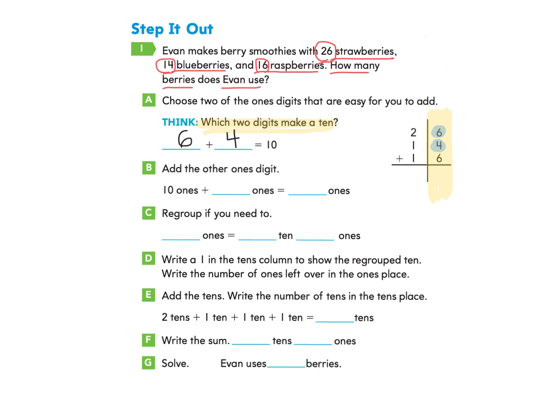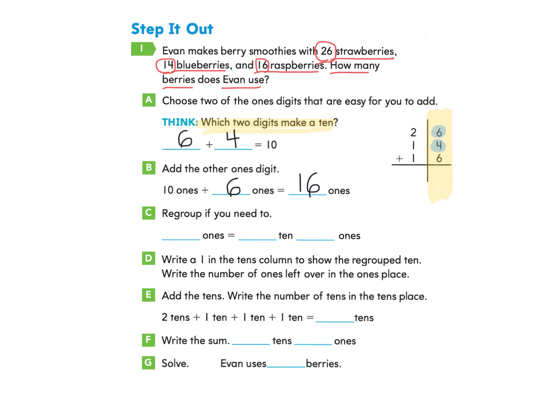Okay, so now we need to add the other ones digit. Which ones digit is left? Oh, that's right. It's the 6. So we have 10, which is the 6 and the 4 right here, 10 ones. And now we need to add the other 6 ones, which is right here. So 10 ones and 6 ones make what? Do you know the answer? Let's write that in. 16 ones.